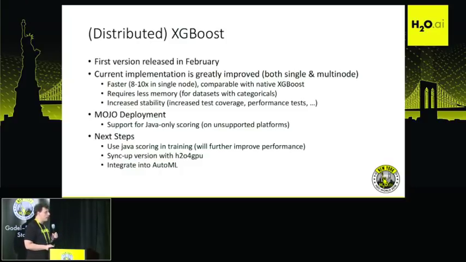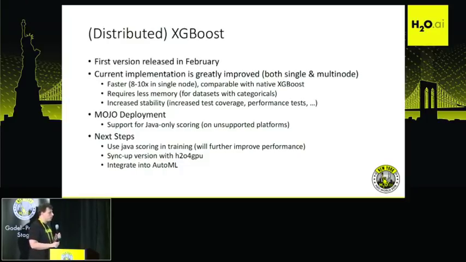We know that our enterprise customers care about ease of deployment, and we added a new feature to our Mojo deployment story. Right now, you can enable Java-only scoring. You don't need to score using the native code that comes with XGBoost, but you can just score with Java-only code. It enables you to predict also on Windows or other unsupported platforms, but you can enable it in any deployment scenario if you don't want, for whatever reason, the native code to run.